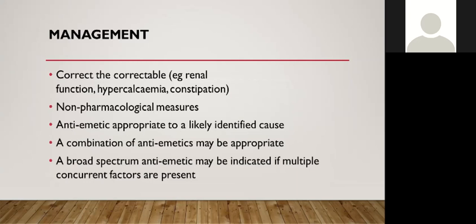How do you manage the patient? Always try and correct the correctable. The first thing to remember is, rather than giving any sort of antiemetic when the patient comes with the symptom, try to find the cause of the symptom, and then if there's any correctable condition, try and correct it. So if it's renal function, give some fluids, see if that will get better.